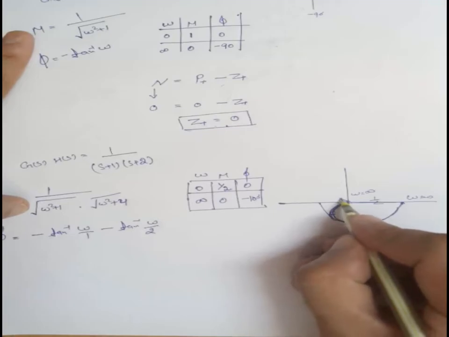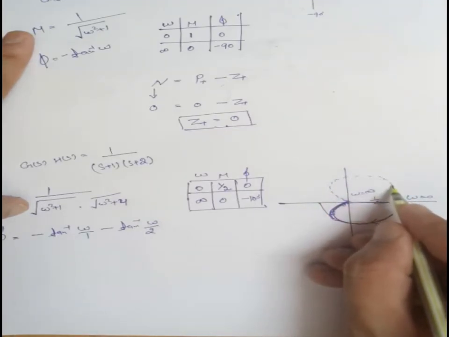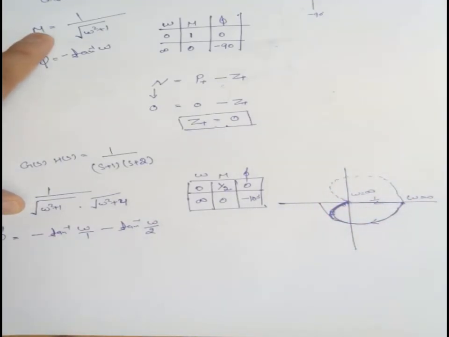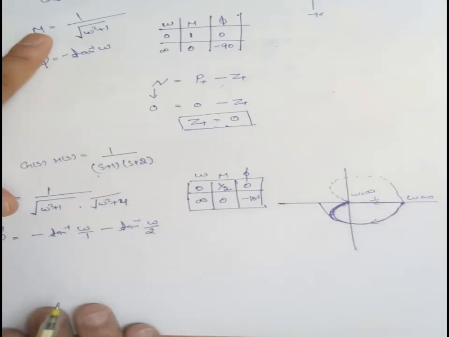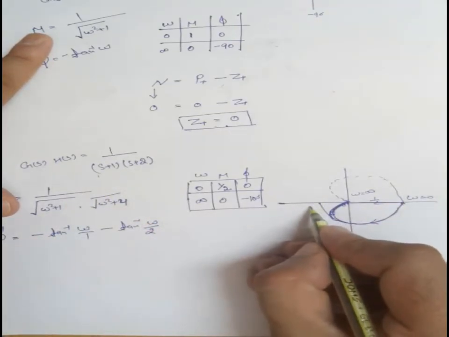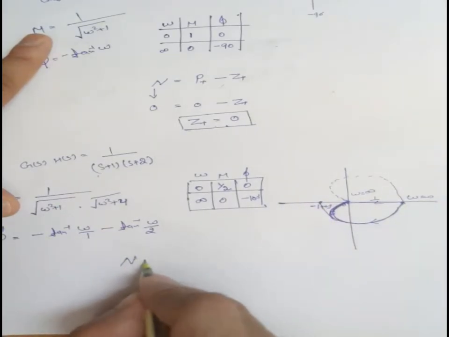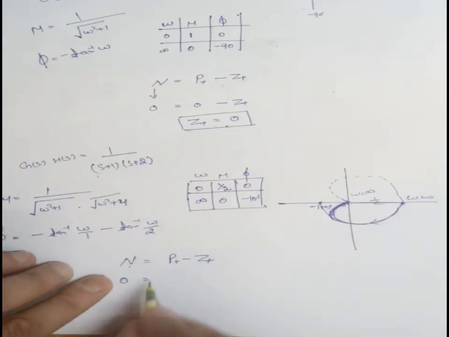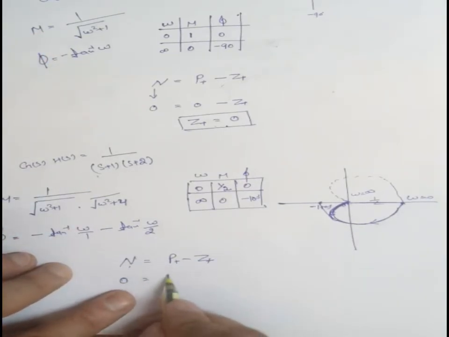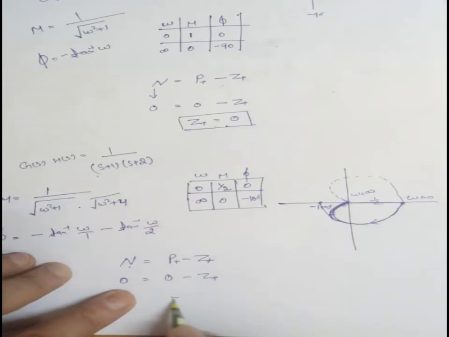So I draw a mirror image of this, and this is the Nyquist plot of my system. Again, there is no pole at origin. And here is my minus 1 plus 0j, this point. So again, N is equal to P plus minus Z plus, and the number of encirclements is 0, the number of right half open loop poles is 0, so my Z plus is again equal to 0. My system is stable.